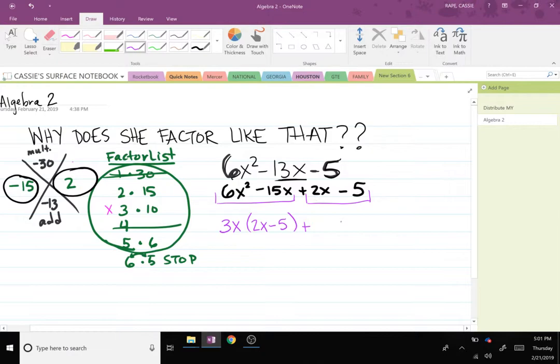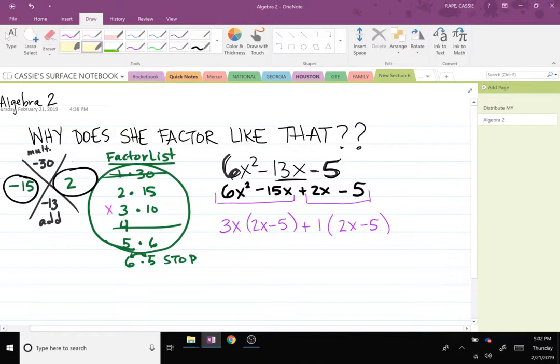Plus, and I'm going to look right here, 2x minus 5, they do not share an x, and they share only a factor of 1, no larger factor. So you're going to take 1 out of that, and you end up with 2x minus 5. You'll notice that something interesting happened right there, and this will always happen this way: if it's factorable, you'll end up with a common binomial.